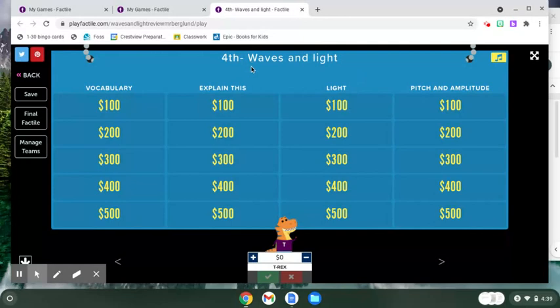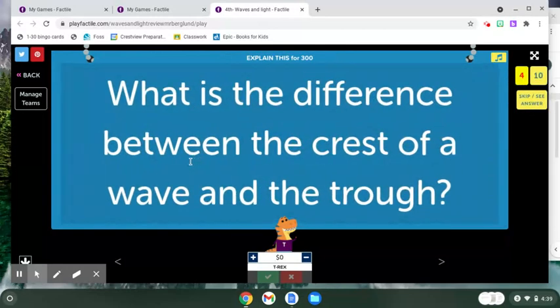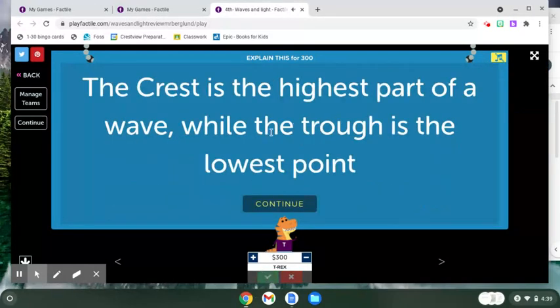And let's get going. This is a review for our waves and light test that we have coming up next week. So let's start with explain this for 300. What is the difference between the crest of a wave and the trough? What is the difference between the crest and the trough? Well, the crest is the highest part of a wave, while the trough is the lowest part of a transverse wave. We're off to a great start, Mr. T-Rex.